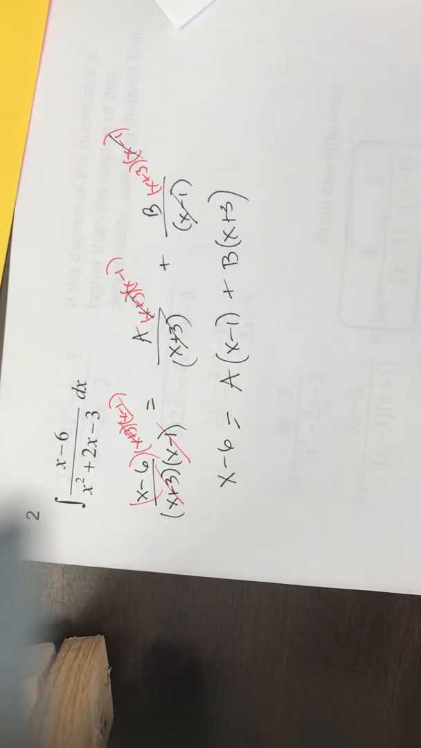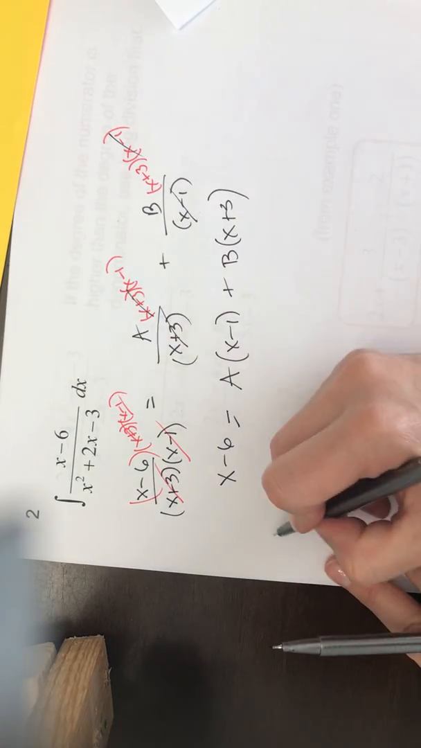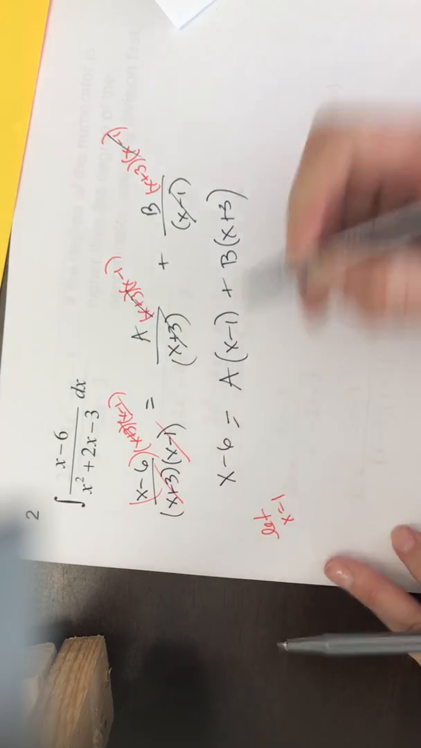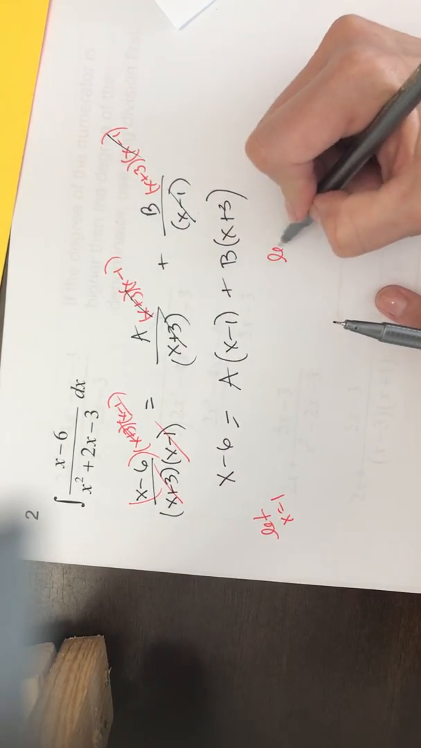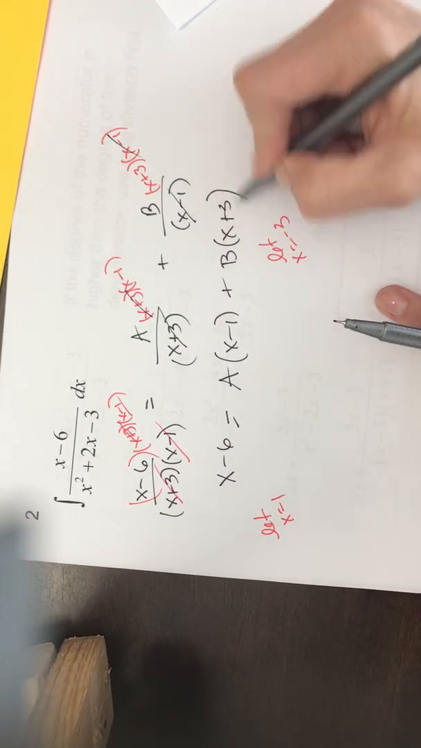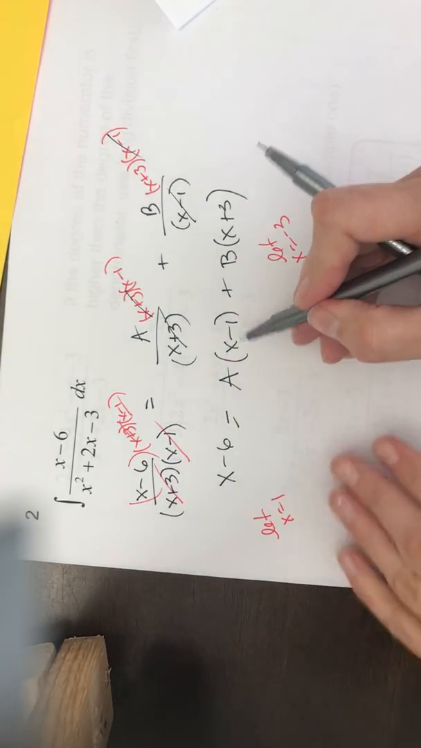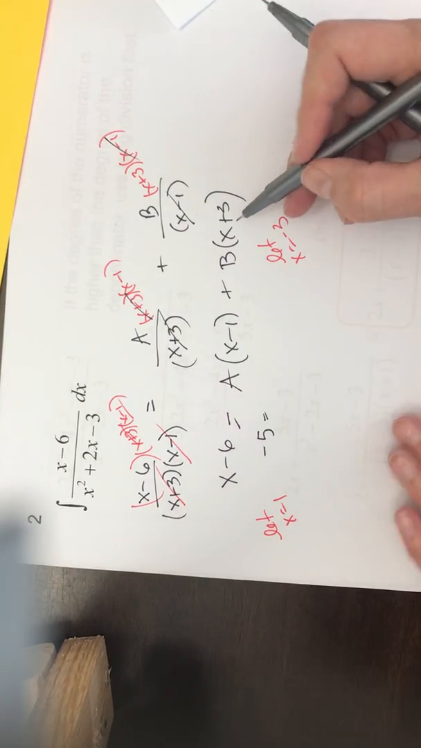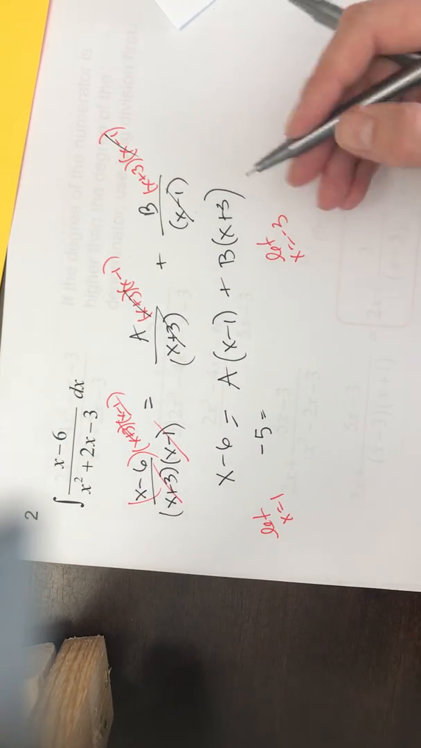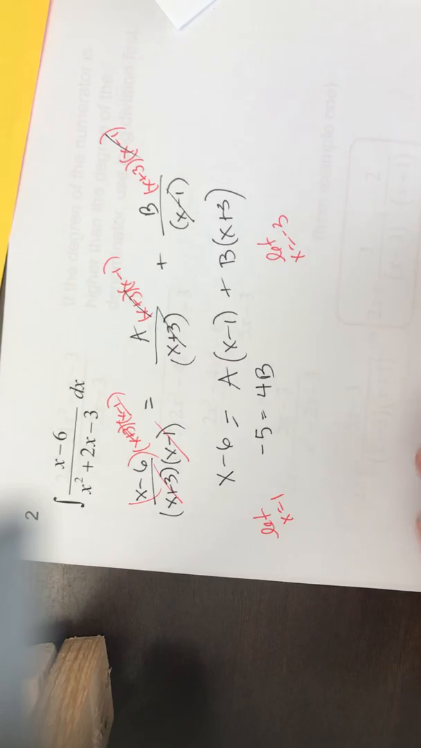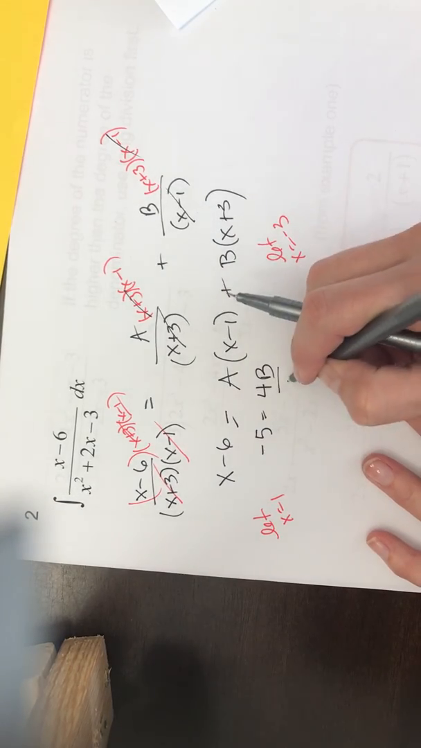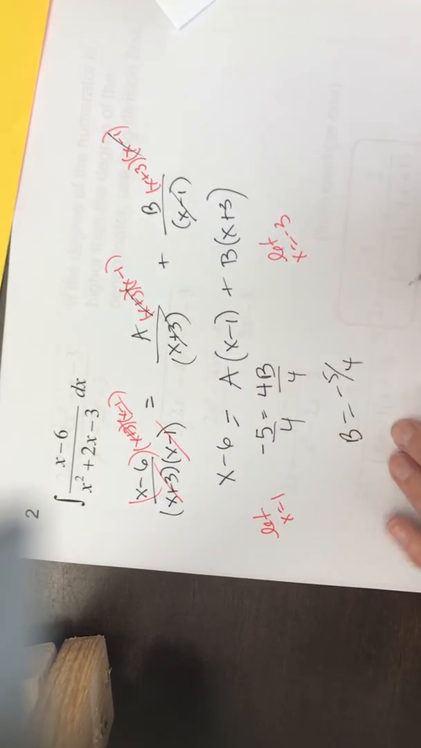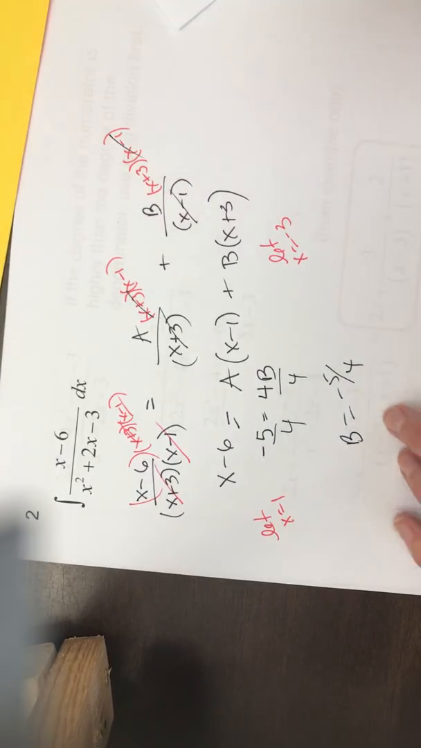Do your little math trickery. Let x equal 1 to make this go to 0, and let x equal negative 3 to make this go to 0. So when x is 1, I get 1 minus 6, negative 5, equals that 0. This is 1, that's 4B. Solve, and you get a fraction. So B equals negative 5/4. You might not have known what to do with that up here. I'll show you in a minute.